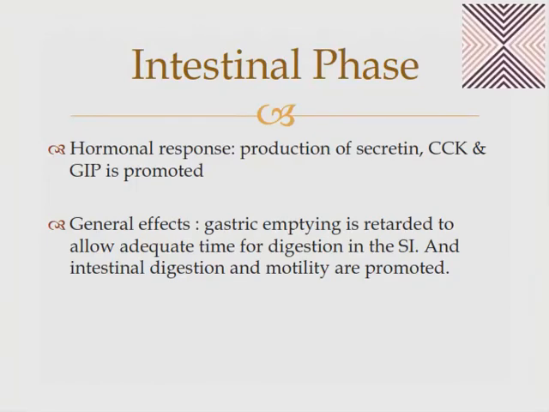Second, intestinal digestion and motility are promoted. That means there is a big amount of digestion going on in the intestine, so that is promoted. So students, that was all about the digestive processes and their regulation. You should go with both the neuronal as well as hormonal regulation of the digestive secretions. That is a different topic than physiology of digestion. So this question is altogether different and it carries 15 marks. You should go by this question in a very good way, and you can have this as a full-fledged 15-mark question in your examination.